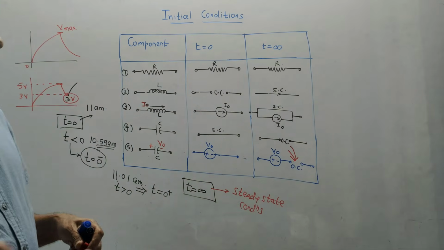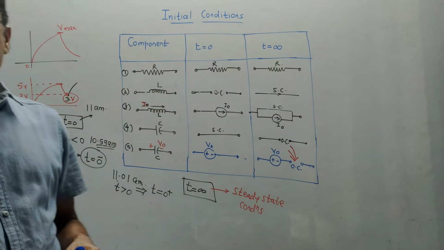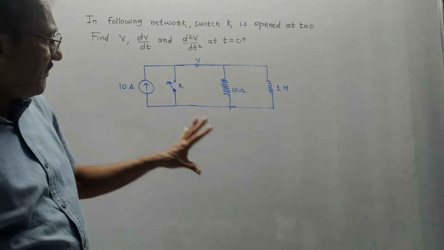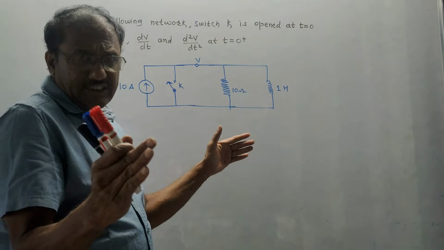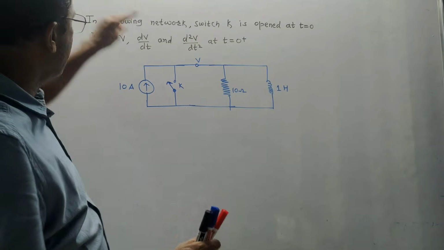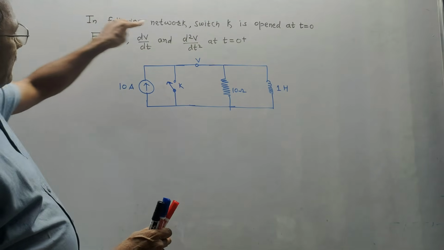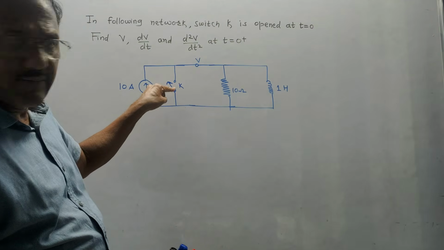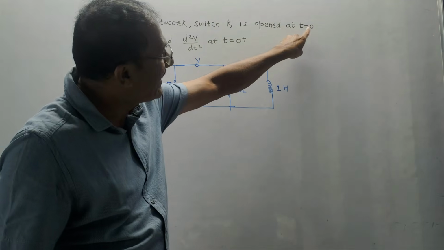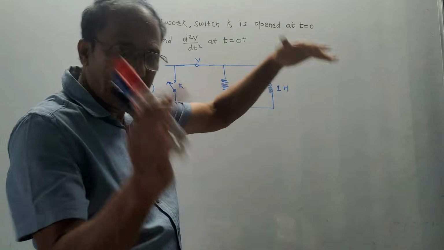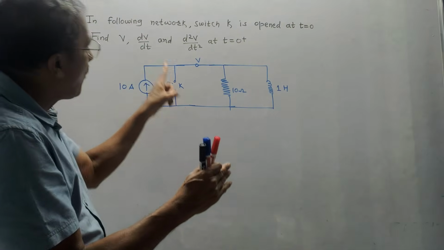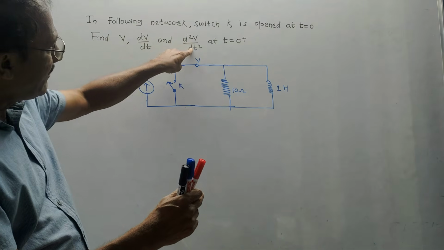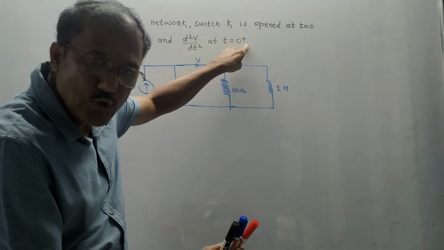Now, let us solve a few numericals to get an idea about these initial conditions. I will be telling you simple tricks to solve the numericals related to initial conditions. The question is, in the following network, switch K, K is the notation used for switch, this is the switch in the given diagram, is opened at t equals 0. So t equals 0 is the instant at which the switch is opened. Find V, dV by dt and d square V by dt square at t equals 0 plus.